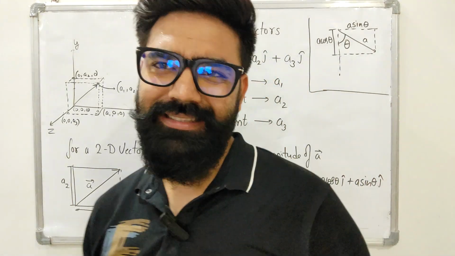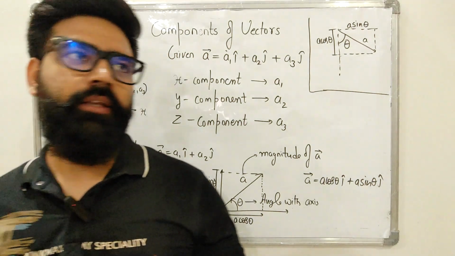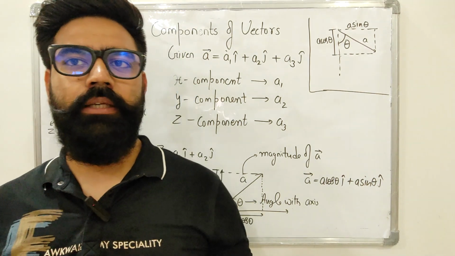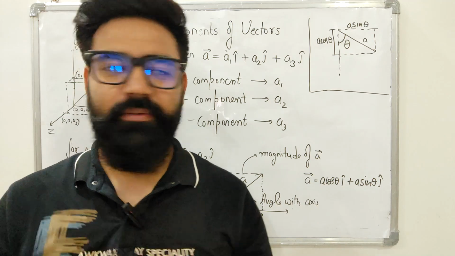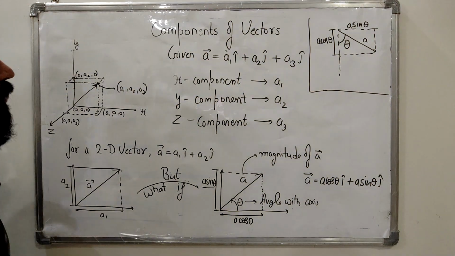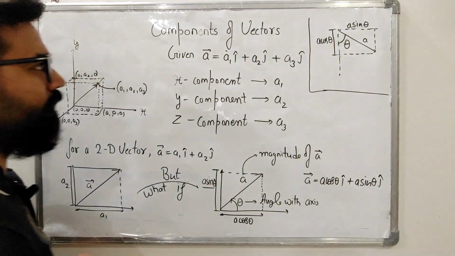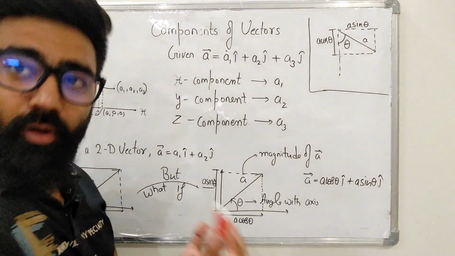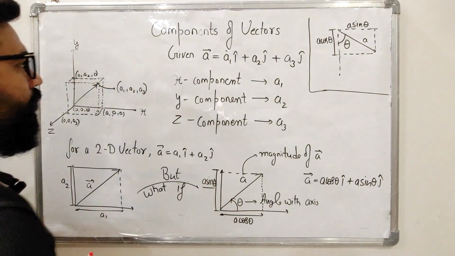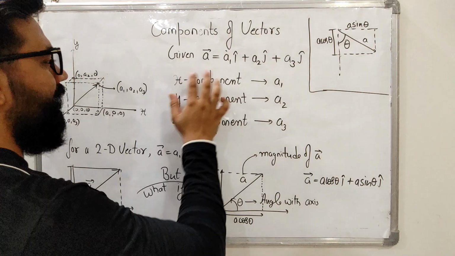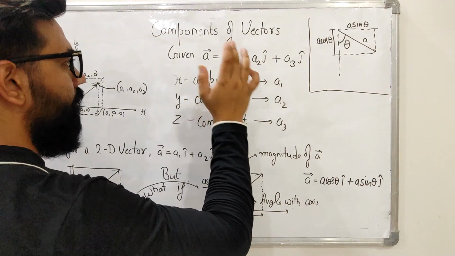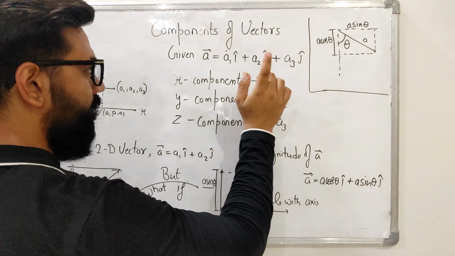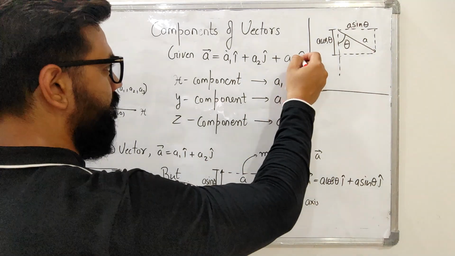Now component means, if you are talking in terms of a machine, components basically mean parts of the machine, right? So when we are talking about components of vectors, it is something that vectors are made up of. In a previous video, we talked about the representation of a vector, that is a1 i cap plus a2 j cap plus a3 k cap, right? This is k cap, nice.